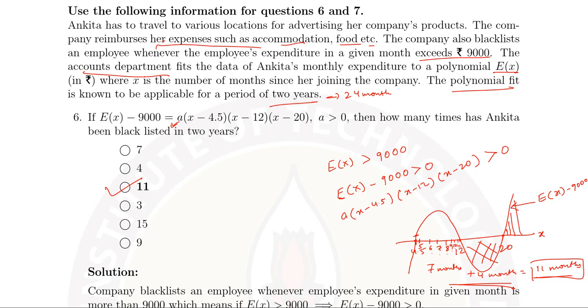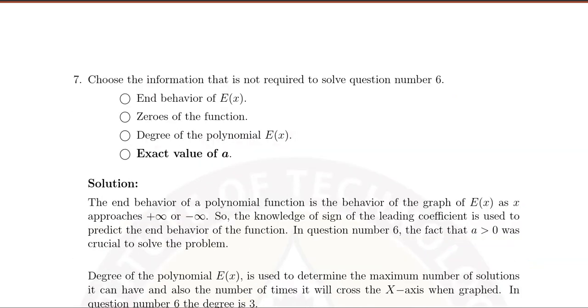Now we'll move to question number 7. So the next question is, choose the information that is not required to solve question number 6. So the first option is end behavior of E of X. End behavior of E of X is essential because the knowledge of the leading coefficient will tell us in predicting how the function behaves.